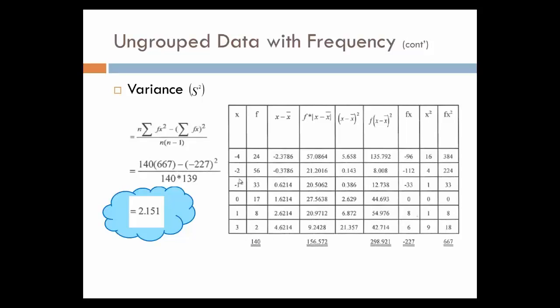How do we calculate the variance for ungrouped data? And you can see there are many ways of doing it. I've just chosen the easy one. I chose the last column. The last column is 667, and then you can see that represents the first value after the n. Then the sum of f times x is going to give me -227. If you square that, you get the numerator on the right hand side. Since the formula says n times n minus 1, that will give me 140 minus 1 multiplied by 140. And we wind up with 2.151.